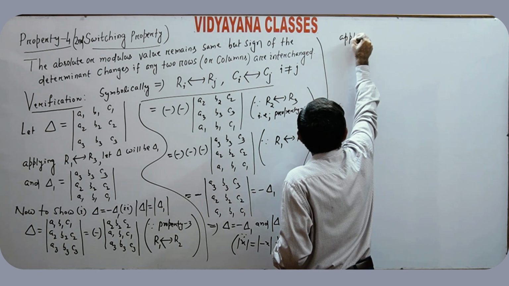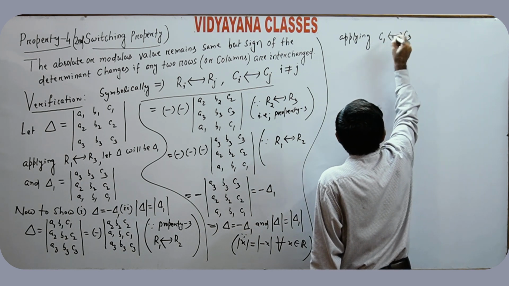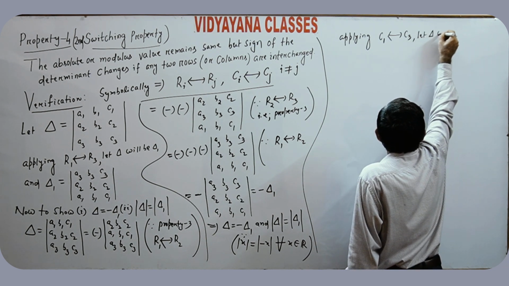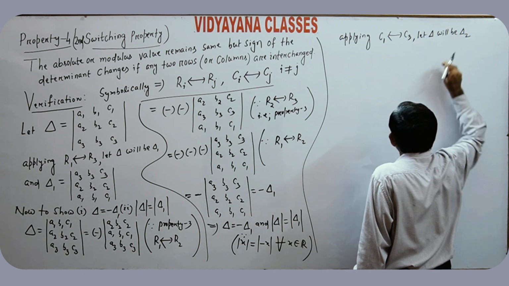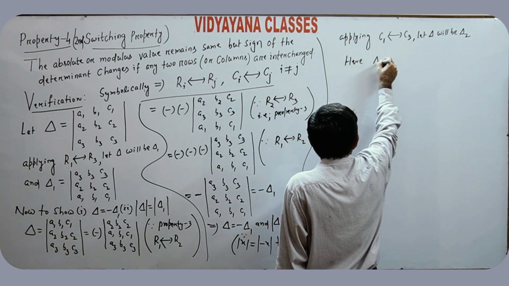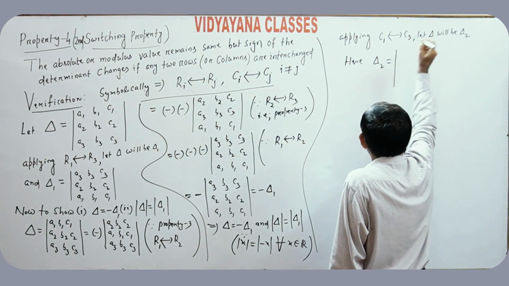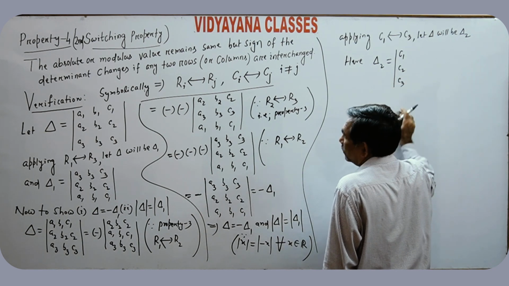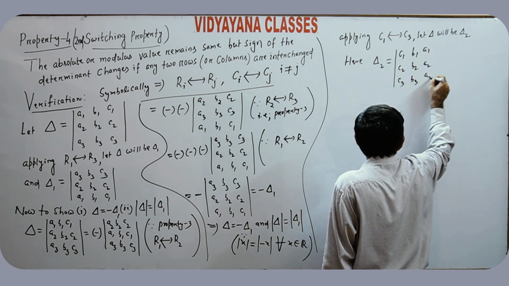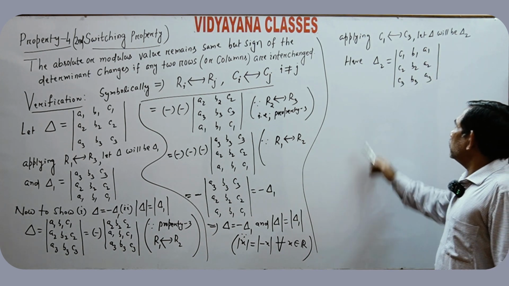Apply the column operation: C1 is replaced by C3 and C3 is replaced by C1. Let the new determinant be Del 2. Here Del 2 is obtained by interchanging column 1 and column 3. Del is given by this, and Del 2 is the determinant C1, C2, C3, B1, B2, B3, A1, A2, A3.